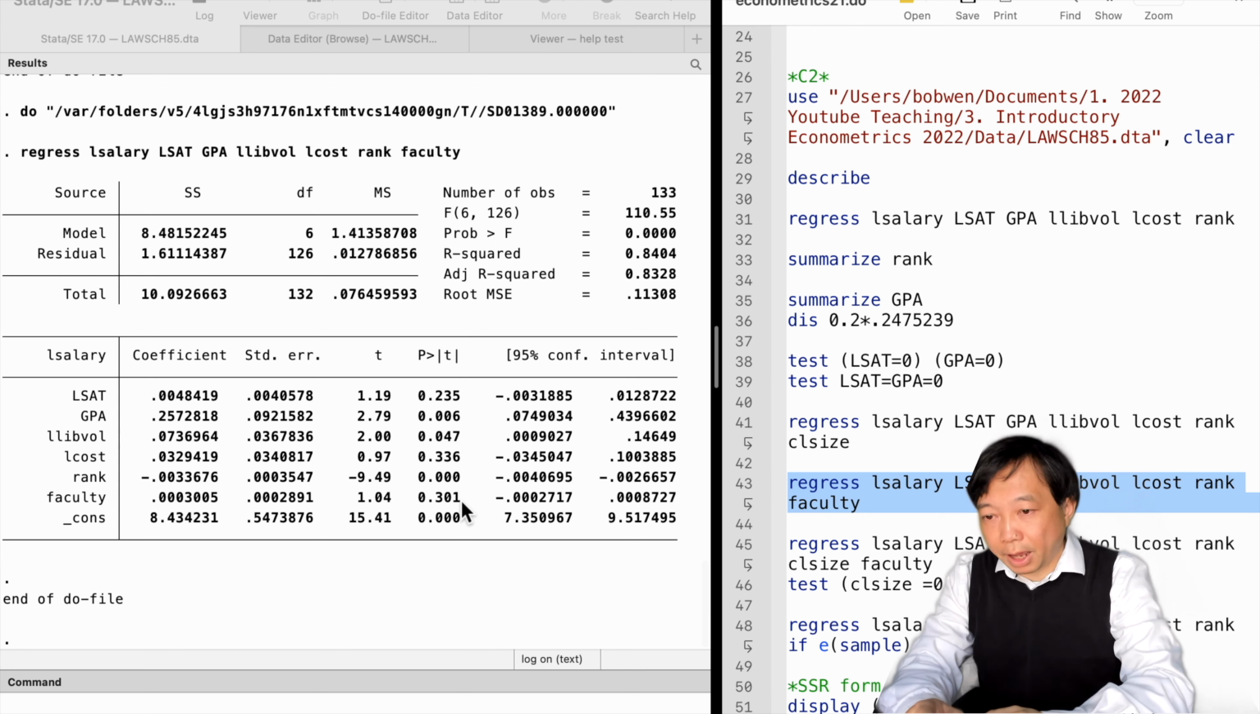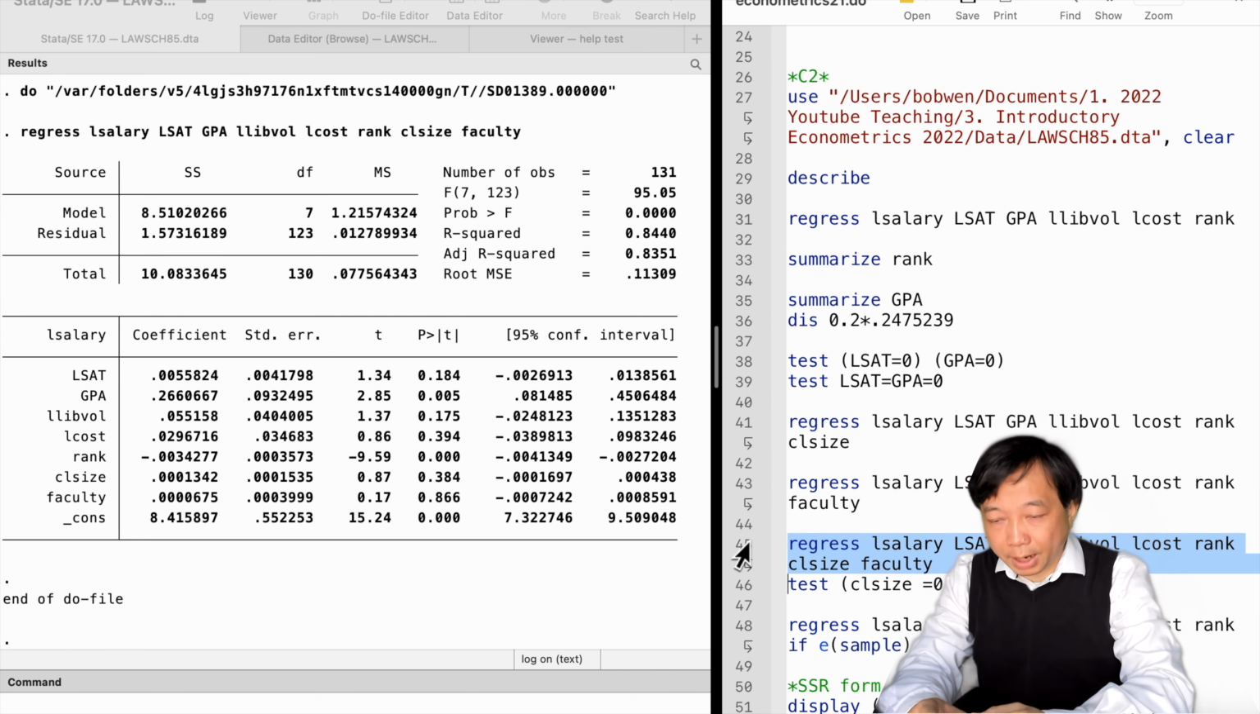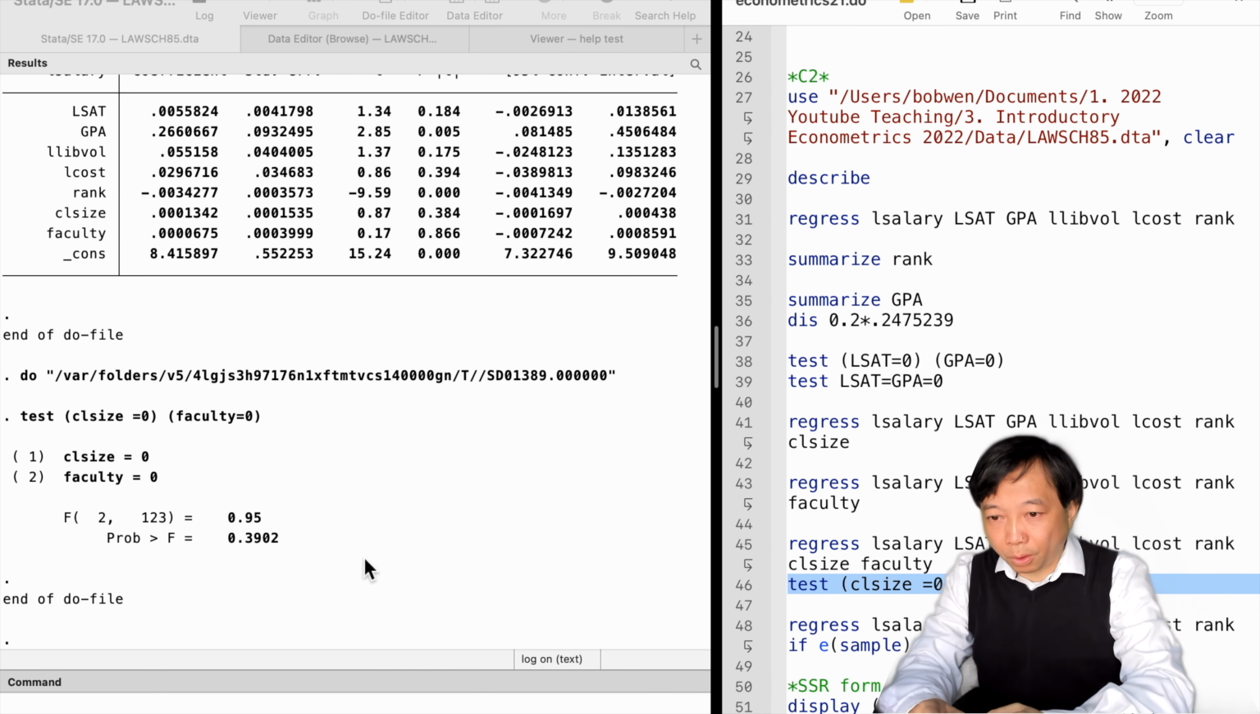We can do the F-test to see whether they are jointly significant. We run the unrestricted model with the two additional variables and then type test followed by the two restrictions. The F statistic is so small and its p-value is so high that we fail to reject the null hypothesis that the size of the class and the number of faculty are jointly insignificant at even the 30% level.